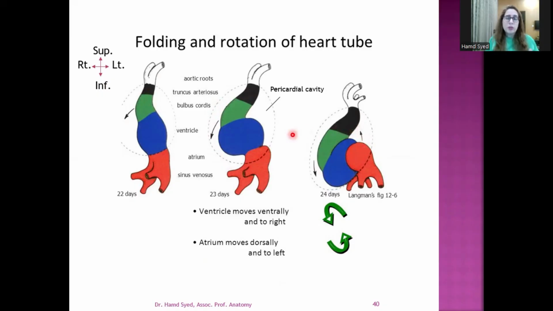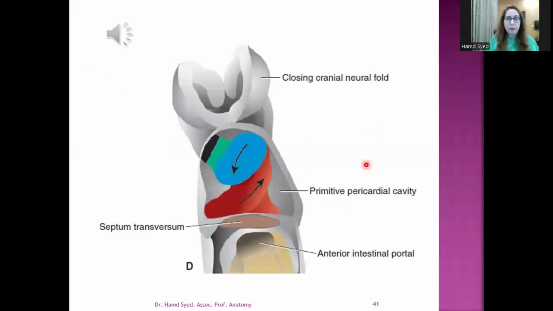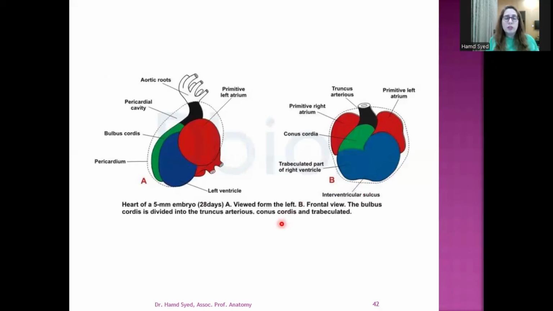Also, you can see because of this bending, the atrium, which was initially outside the pericardial cavity, is now present within the pericardial cavity, and its boundaries are represented by this broken line. And as a result of this cardiac looping, also remember the atria, as they're moving upwards, come to lie in a more dorsal position, whereas the ventricle and the conus cordis come to lie anteriorly with respect to the atria.